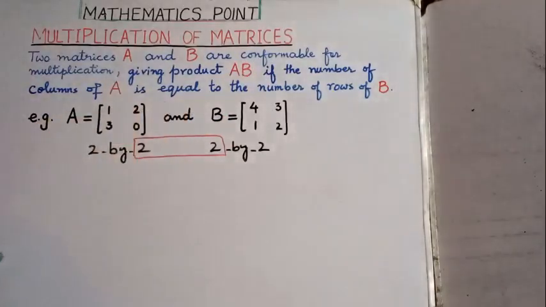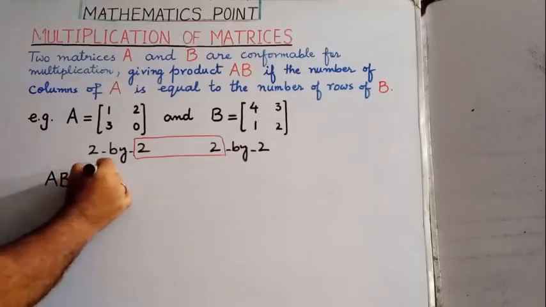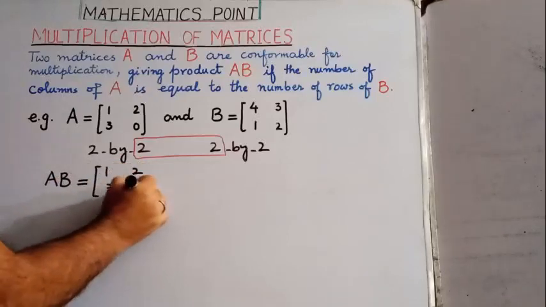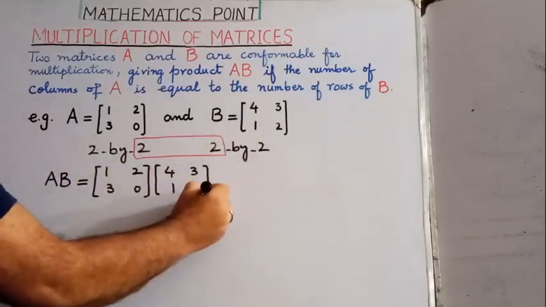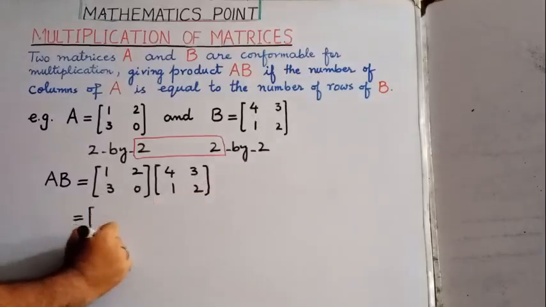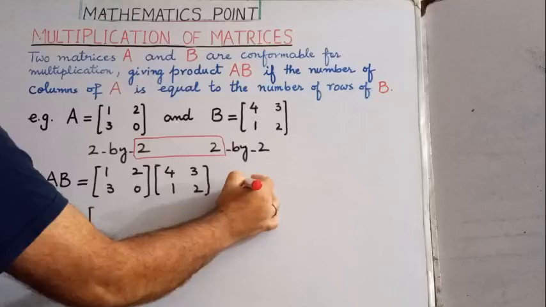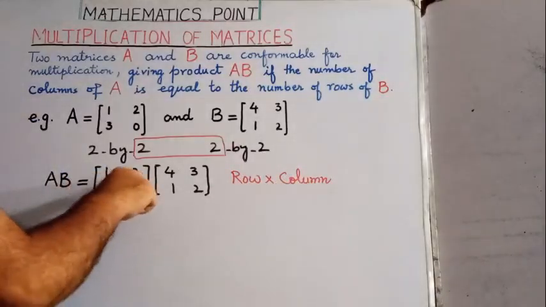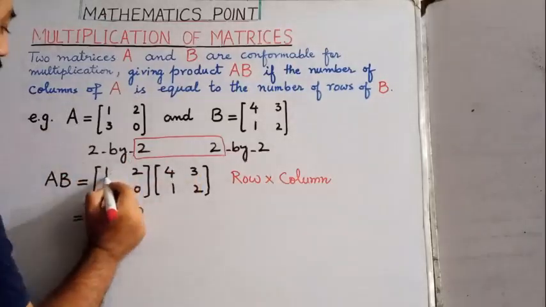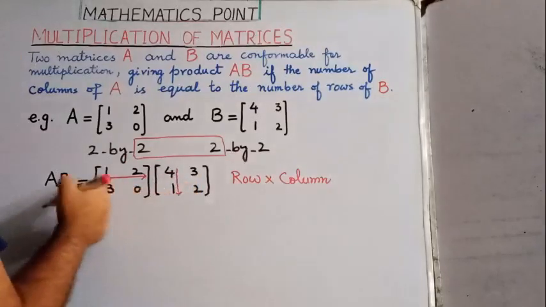Now students, we will see how we multiply these two matrices. First of all, write here A into B, that is AB equal to 1, 2, 3, 0 into 4, 3, 1 and 2. When we multiply two matrices, we always multiply row with column. So first we multiply first row with first column and then second column. Row 1 into column 1 and then row 1 into column 2.